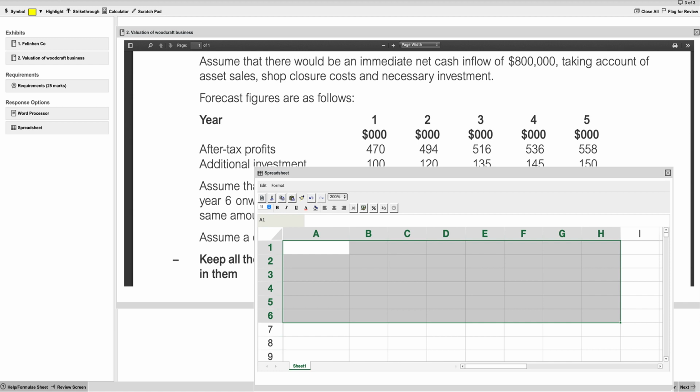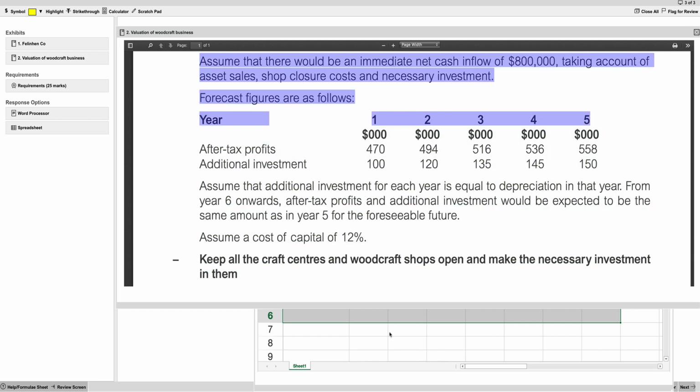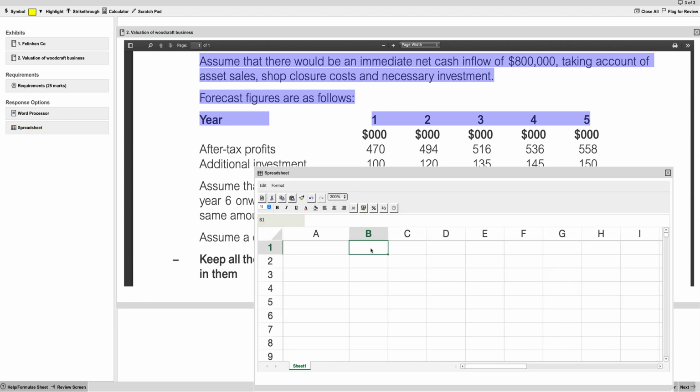Right, this question wanted a free cash flow valuation on this particular thing. So it said, assume there'll be an immediate cash inflow of 800,000, and we seem to have a 5-year project going along here, don't we? Okay, so we open up our spreadsheet, and we know it's for 5 years, so we can go 0, 1, 2, 3, 4, 5. And immediately I get some cash inflows.